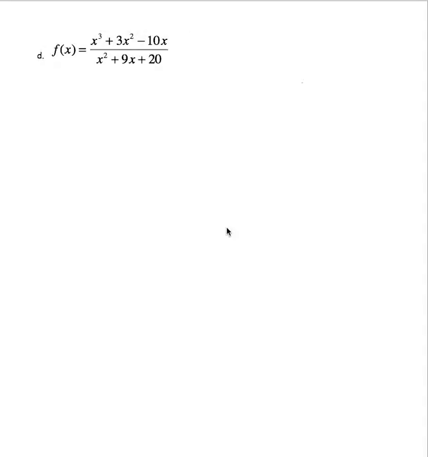Okay, we're going to perform an analysis of the rational function in example 8D from notes 4.1 days 2 and 3. To begin, we're going to factor the numerator and the denominator. So the numerator, first we're going to take out the greatest common factor, which is x, leaving us with x squared plus 3x minus 10. And in the denominator, we have a trinomial that factors as x plus 5 times x plus 4.